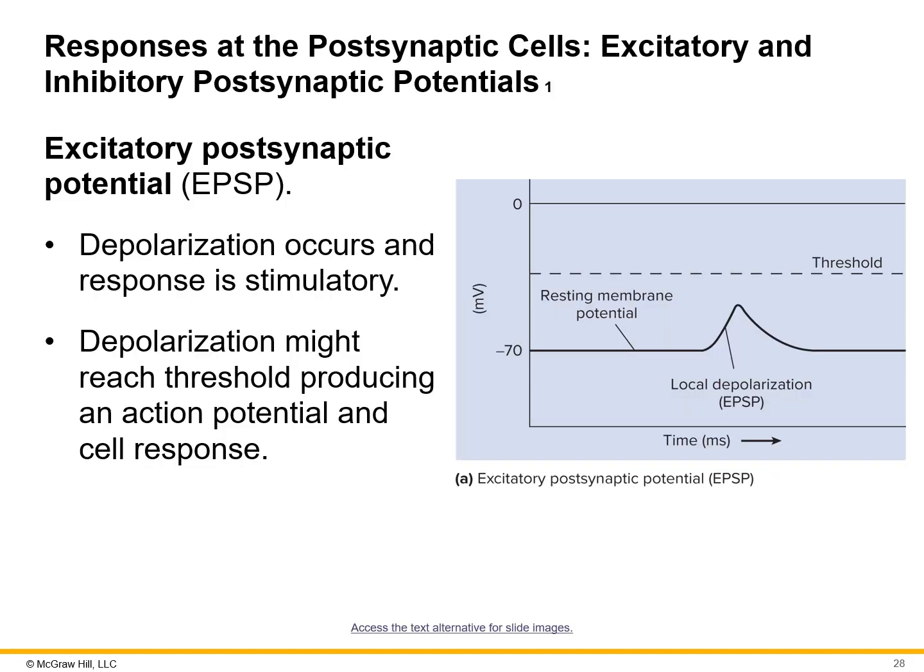So then what effect do they have on the postsynaptic membrane potential? So we have EPSP, which is excitatory postsynaptic potential. This means that depolarization occurs in response. So again, a ligand-gated ion channel for sodium. So when the ligand binds, sodium comes in, and that causes depolarization. That would be an example of excitatory postsynaptic potential.